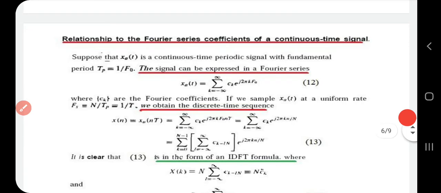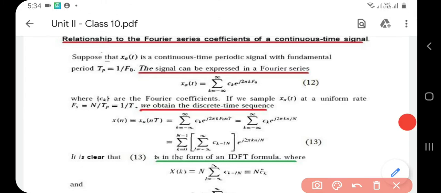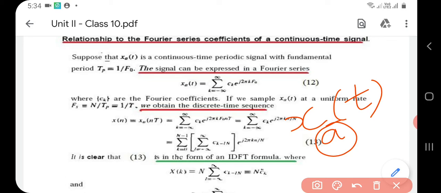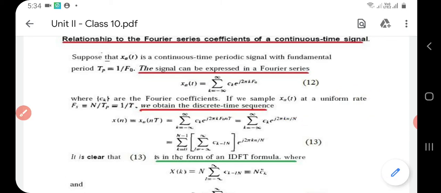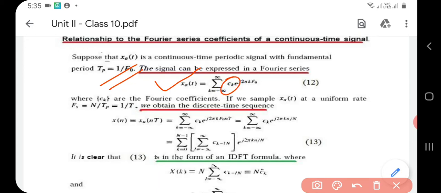Next is the relationship to the Fourier series coefficients of a continuous time signal. We know a continuous time signal, as we studied in the first class. It is represented by x a of t, where a stands for analog. An analog signal is also called a continuous time signal. Now this continuous time signal can be expressed in the form of a Fourier series as follows, that is x a of t is equal to summation over k from minus infinity to plus infinity c k e raised to j 2 pi k F 0 t. F 0 is the fundamental frequency, and here c k are the Fourier coefficients.